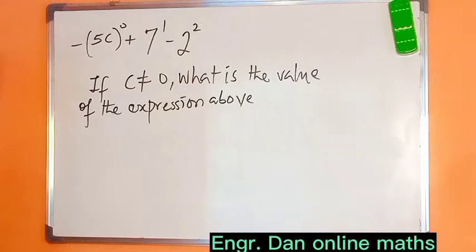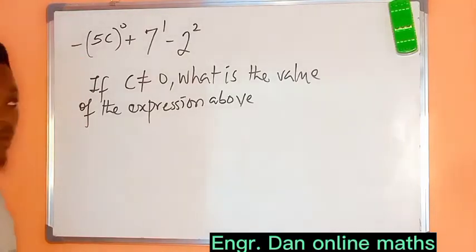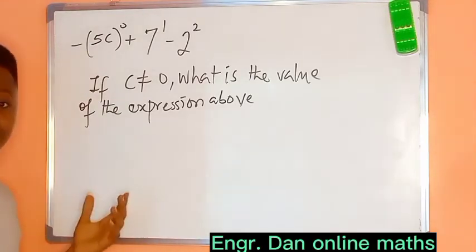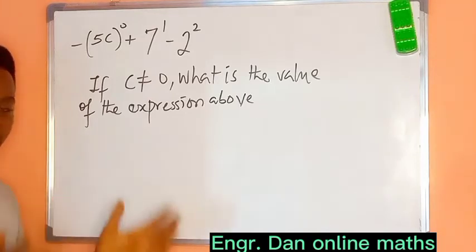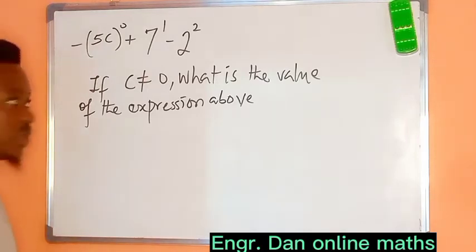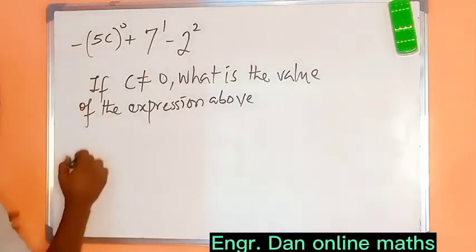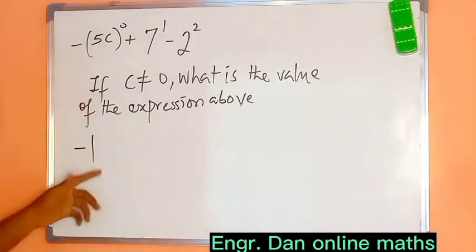power 0. Okay, let's apply the zero index law here, where a raised to power 0 is 1, so anything raised to power 0 is 1. This is 5c, but it is in brackets, which means it's a whole. We can say let 5c be a. So 5c in brackets to the power 0 is 1. There's a negative sign there, so this is minus 1. The first term there is minus 1.